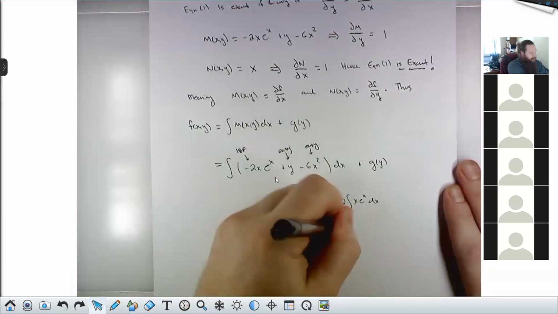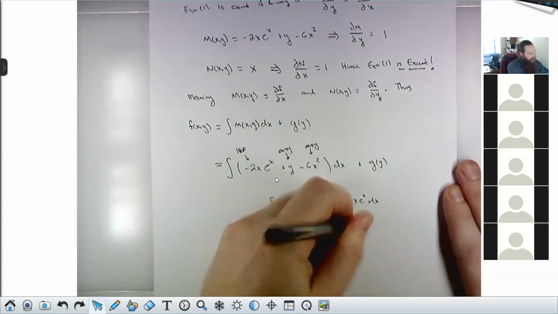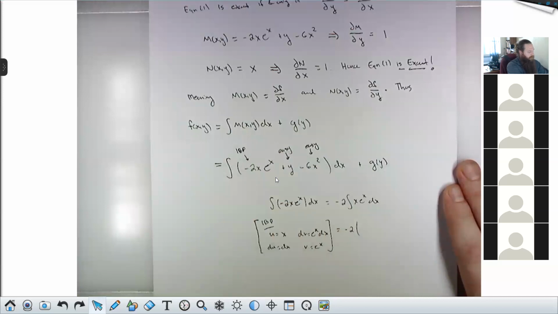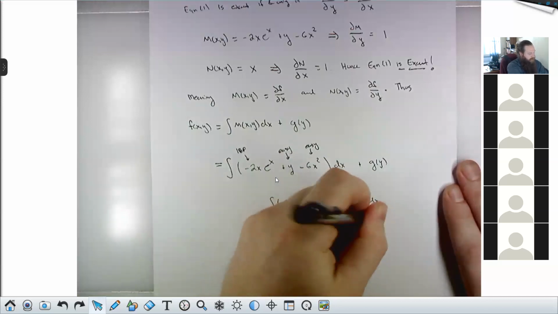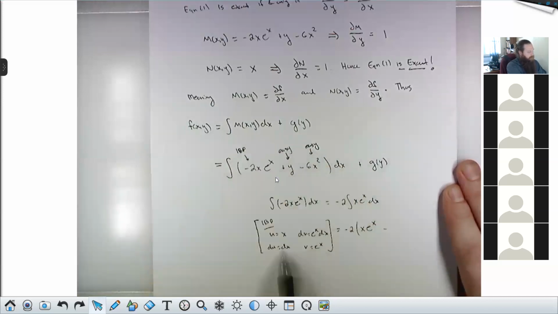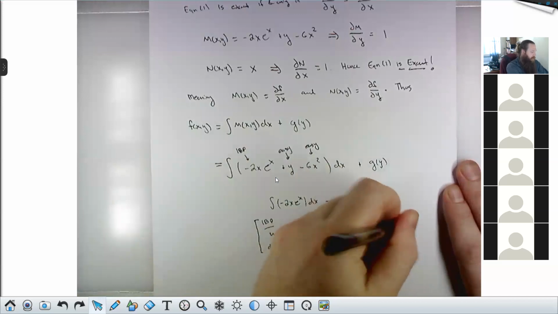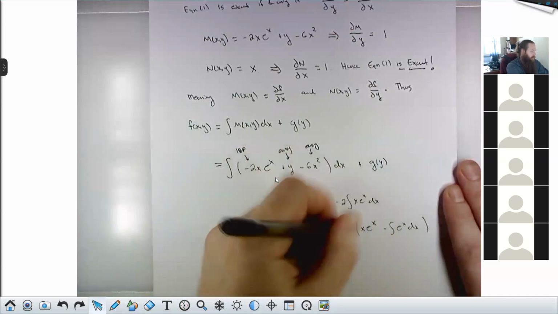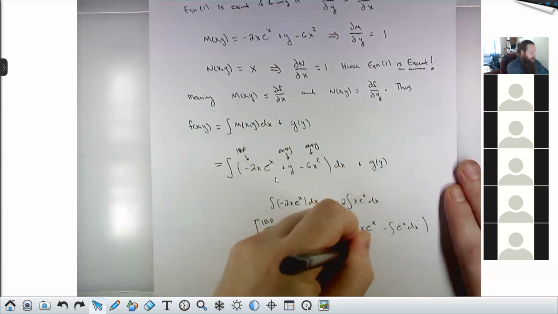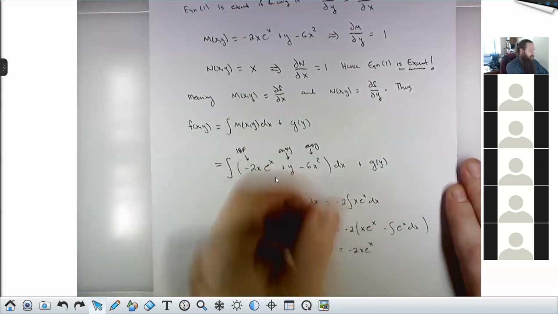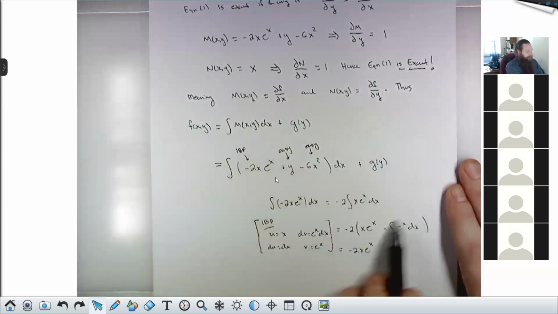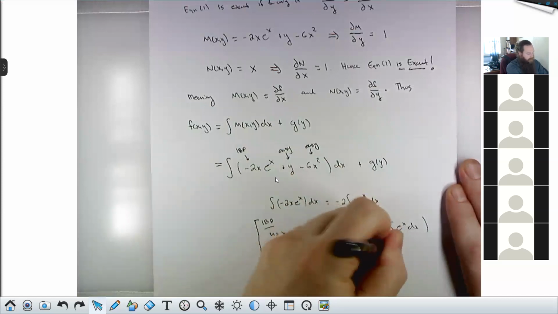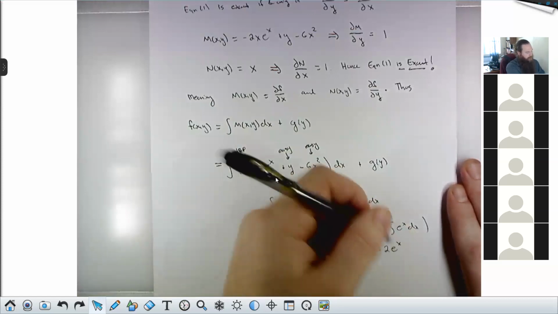And that means that this integral is equal to negative 2 parentheses u times v minus the integral of v du, which is negative 2x e to the x. Integral of e to the x here is e to the x. And then when I distribute this negative 2, it's going to become plus 2 e to the x. All right.